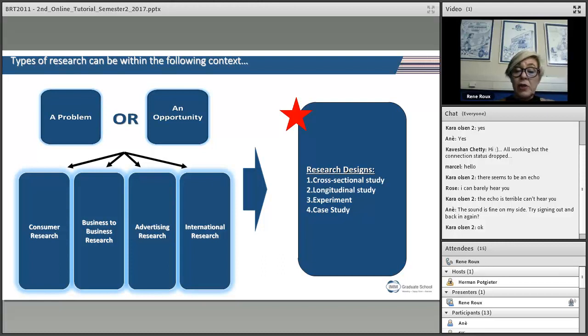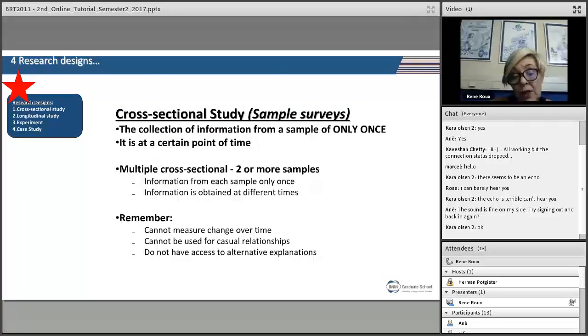And that will lead to 4 designs: cross-sectional, longitudinal, experimental, and a case study. And that was also asked in previous exams, the 4 designs, and to describe each of these designs.